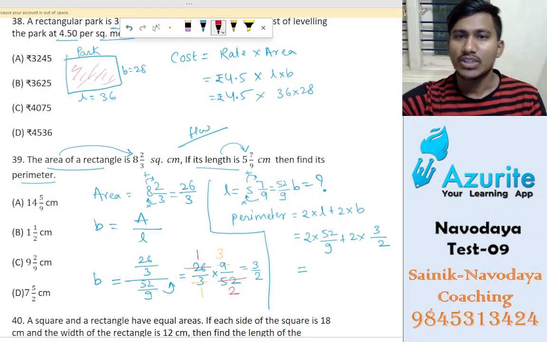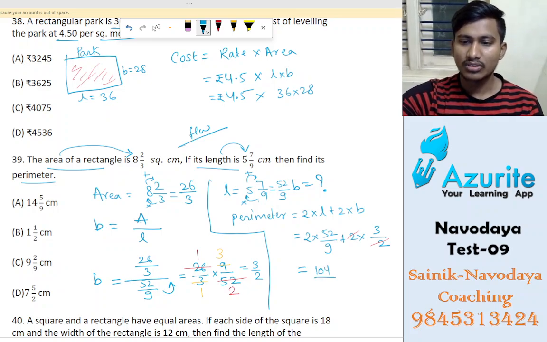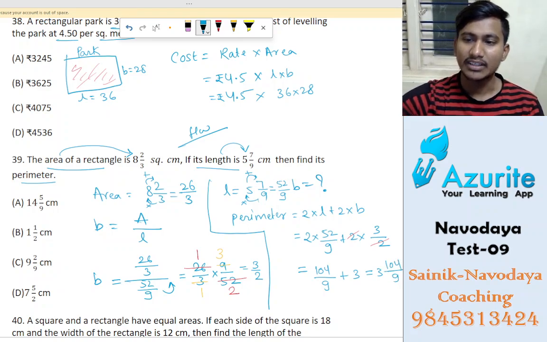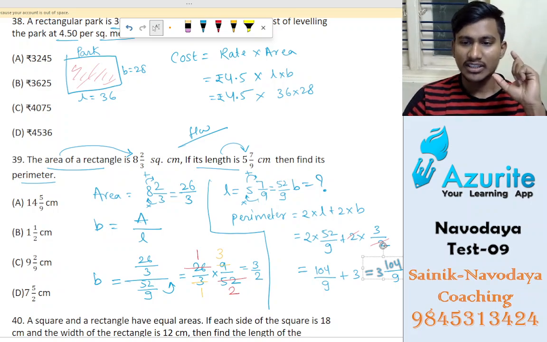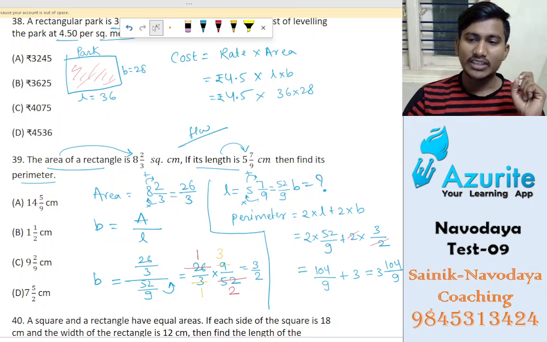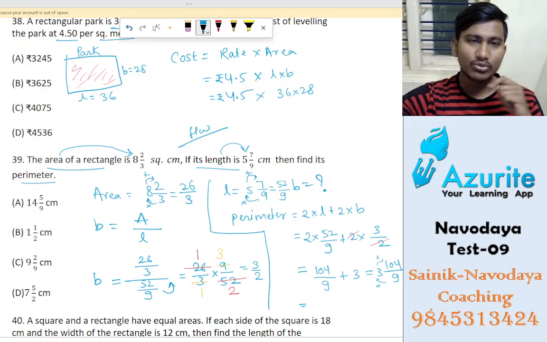Here, 2 will cancel out and 3 will be remaining. Then it will be how much? 2 into 52 is how much? 104. 3 ones are 3, 9 by 9, plus 3 will come. So this we can write as 3 and 104 by 9, because we know whole number means we can take it as a mixed fraction. This 3 is a whole number, we can take it as a mixed fraction. So here 3 and 1 by 104 by 9, if you do, what will be the answer? 9 3s are 27, 27 plus 104 will be how much?